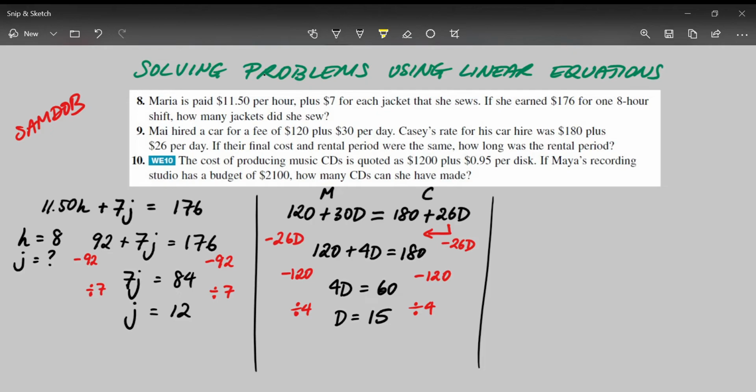All right, last question. The cost of producing music CDs is quoted at $1,200 plus 95 cents per disc. So if we wrote that down, we've got $1,200 plus 0.95D, with D being the number of discs. If my recording studio has a budget of $2,100, so that's how much they have to spend, how many CDs can she have? So the question is, what is the value of D?